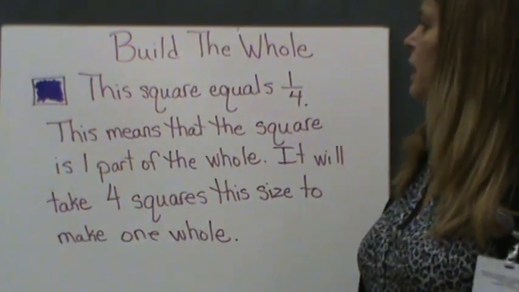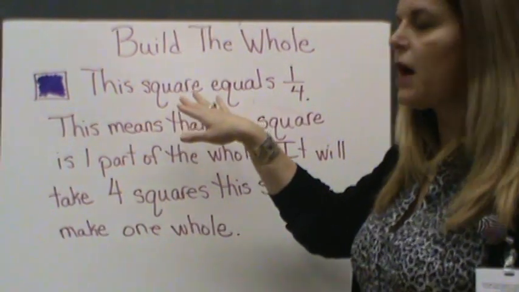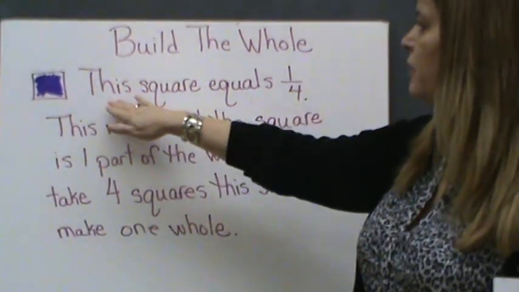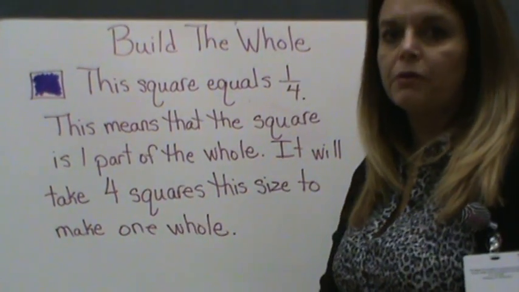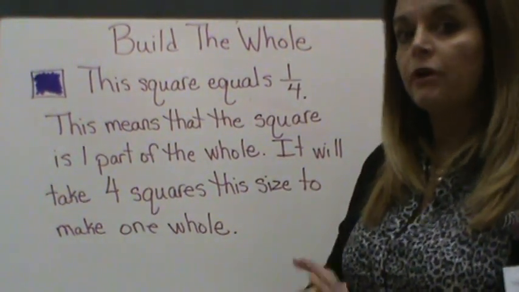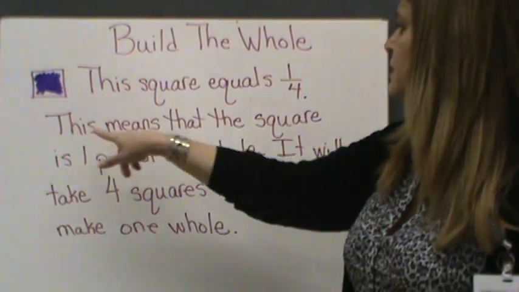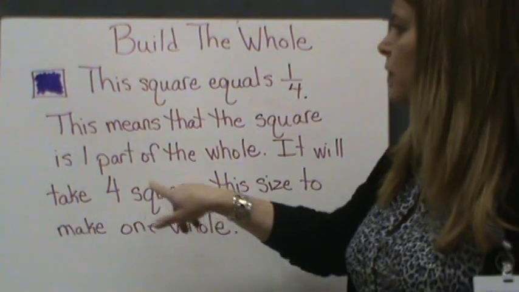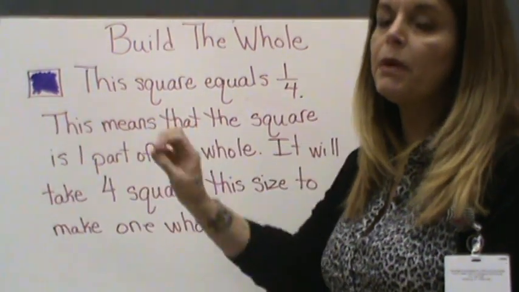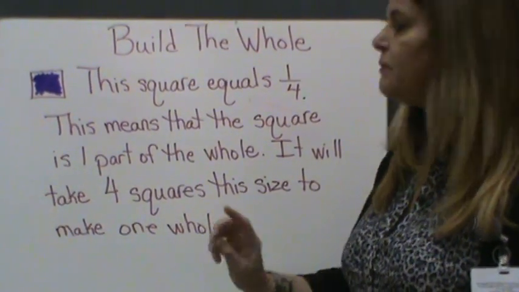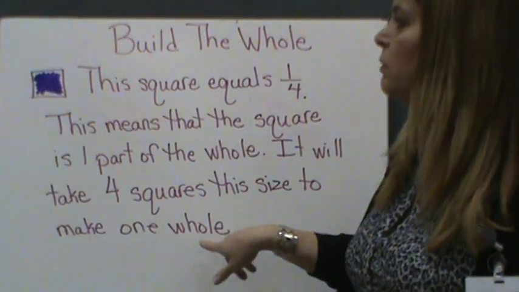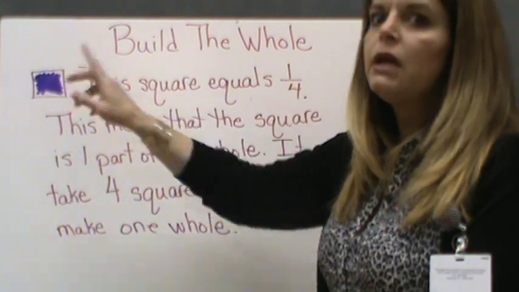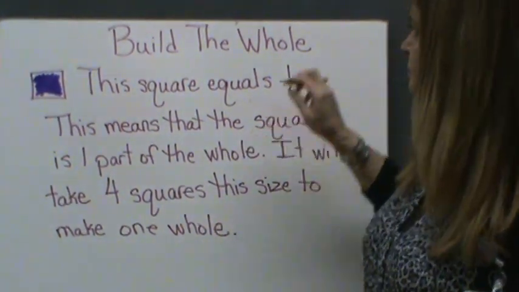So let's talk about building the whole using fractions. Here's a square, and I'm told that this square equals 1/4, and that means that it equals 1/4 of the whole. This means that the square is one part of the whole. It will take 4 squares, just like this, because remember they have to be the same size and same shape to make one whole. So it's telling me I need 4 squares that look just like this in order to make one whole.